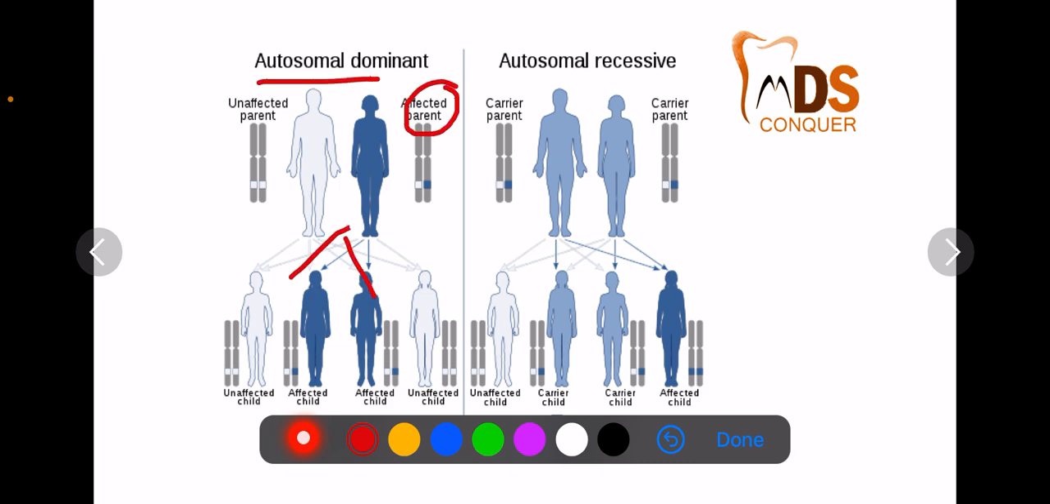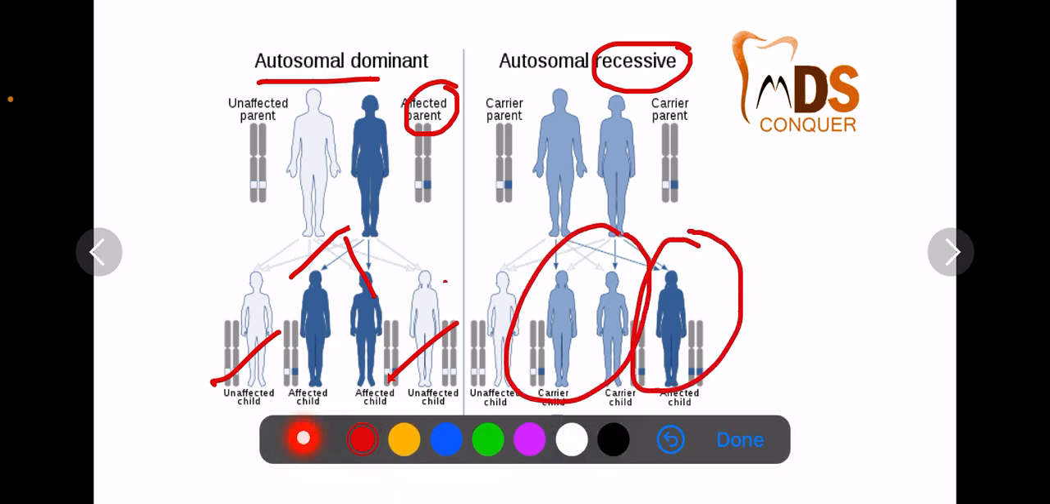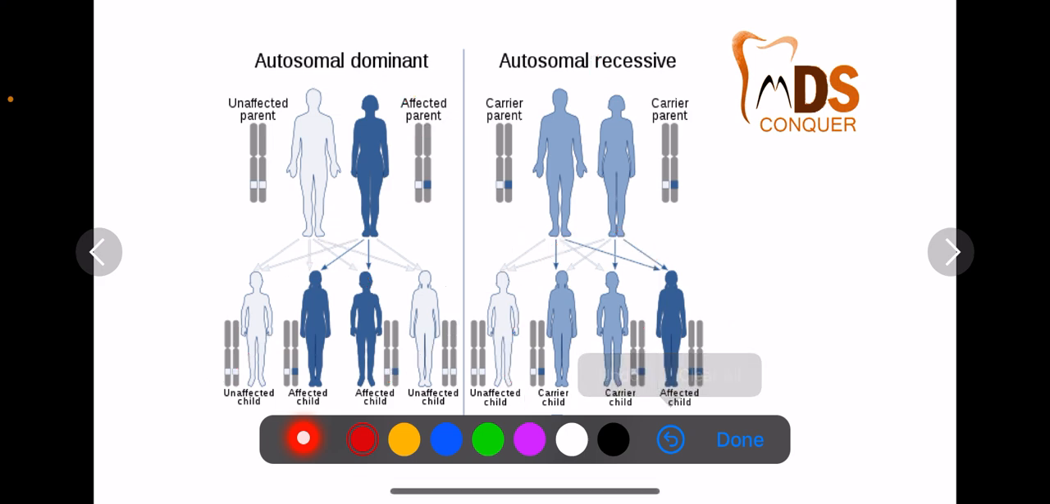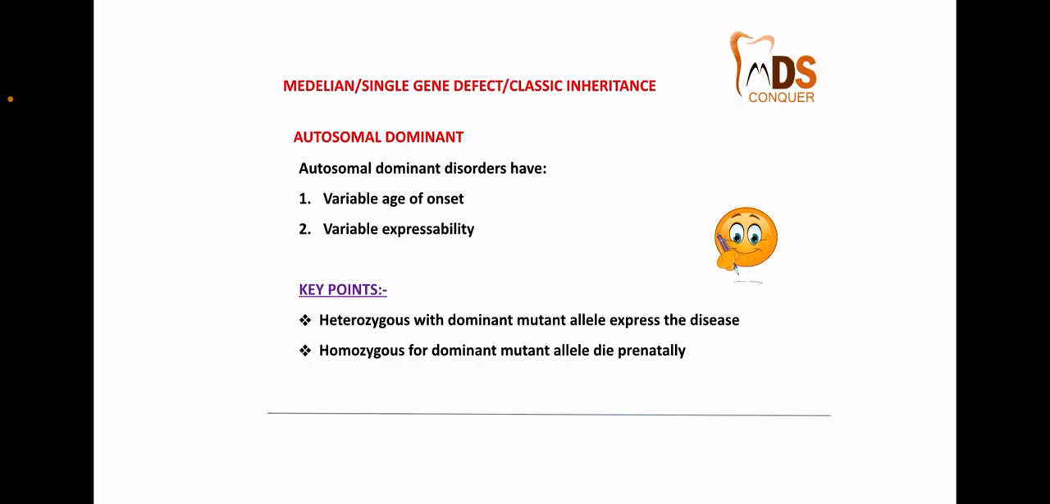If you see the autosomal dominant, this is the affected parent, so 2 kids will be affected as you can see, and 2 kids are unaffected, right? Whereas in the recessive trait, only 1 kid is affected, 2 kids are carriers and 1 kid is completely unaffected. With the dominant gene, even one dominant allele will show the disease in the offspring. So you have to draw accordingly and then come to your answer.